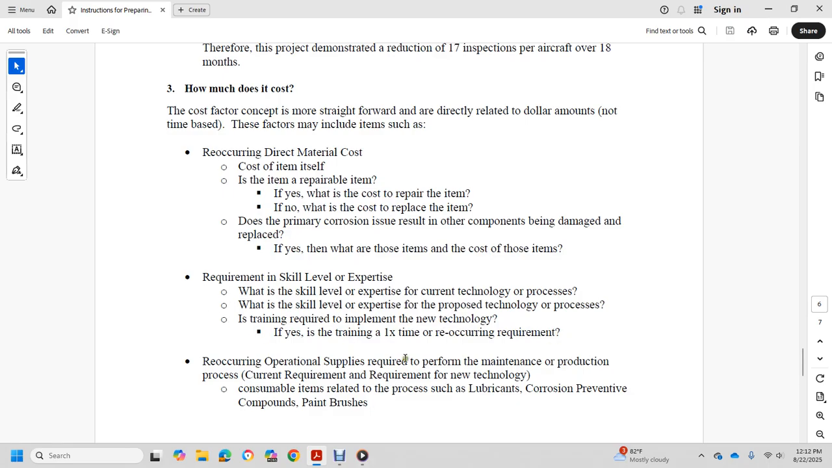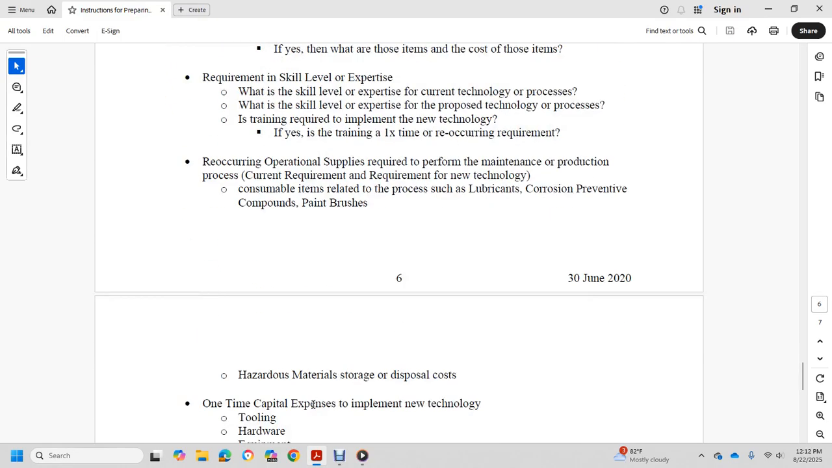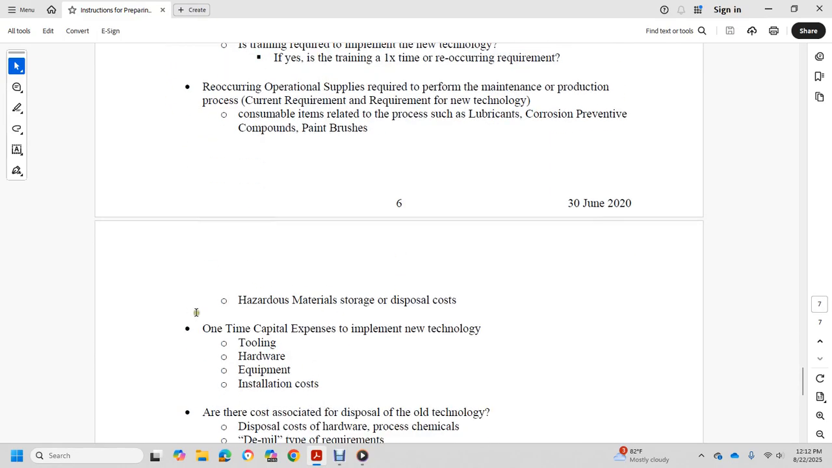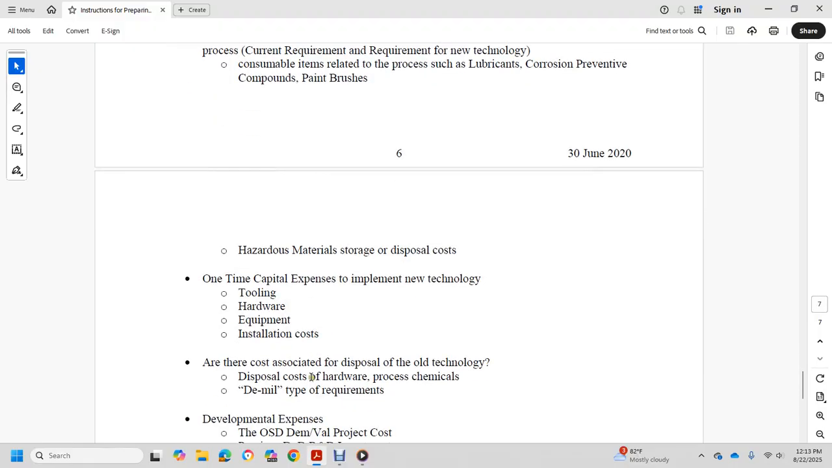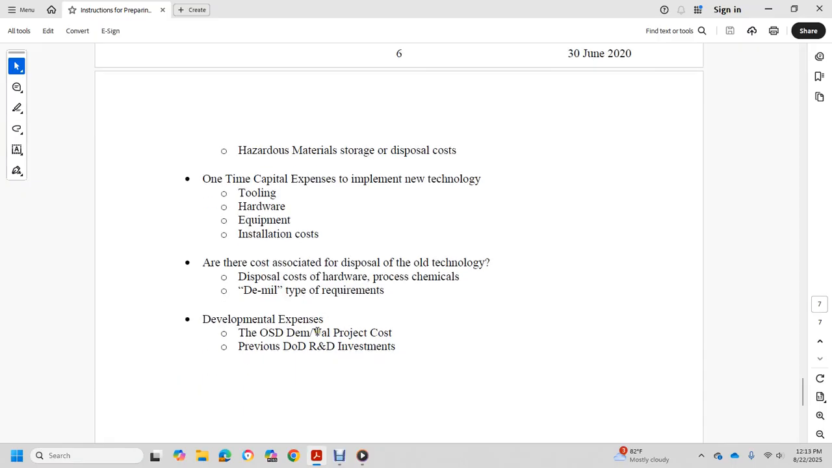Reoccurring operational supplies required to perform maintenance for the current process and the new technology include consumed items such as lubricants, corrosion preventive compounds, paint brushes, hazardous material storage, and disposal costs. One-time capital expenses for implementing the new technology include tooling, hardware, equipment, and installation costs, as well as costs associated with disposal of the old technology, such as disposal of hardware, process chemicals, and other capital requirements. Development expense for the OSD demonstration value includes project costs for the DoD research and development and investment.